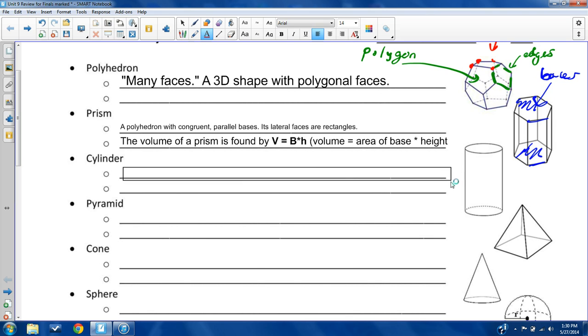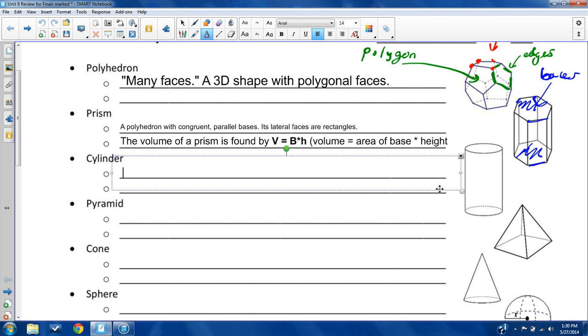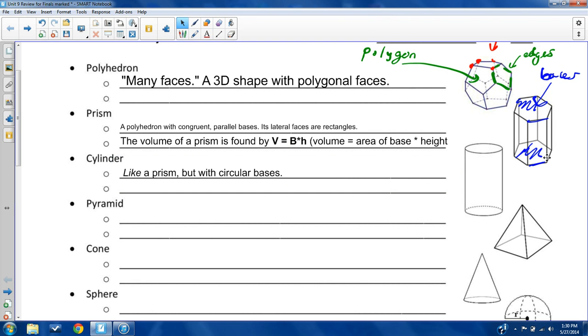Okay. A cylinder is like a prism, but with circular bases. So everything else about a cylinder is the exact same as a prism, only the bases are circular. So you can call it a circular prism, although by definition a prism is a polyhedron, and by definition a polyhedron has faces with edges and vertices and polygons and everything, and circles are not polygons. So that kind of defies that idea. So it's like a prism. It's not exactly. So same thing.